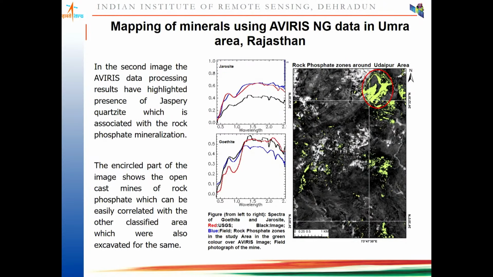Now this is another study using the IIRS NG in the Umra area, Rajasthan. So what have we done? When the IIRS was flying, we got the IIRS data, and that sensor flew in this area. We went to the field and took some in situ observations in correspondence with the IIRS flight.